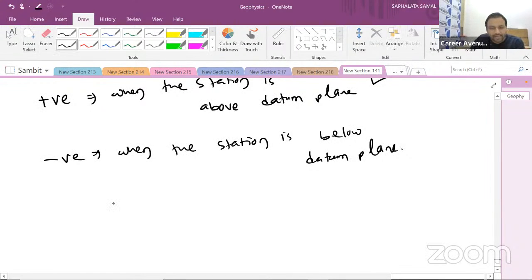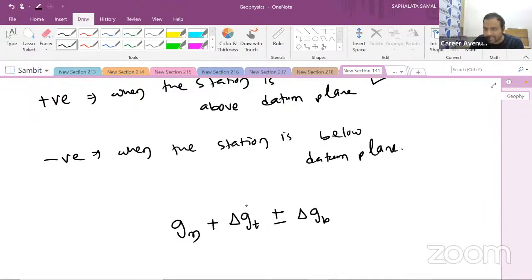So what kind of measurement am I doing? Measured value plus the terrain correction, which I will explain a little bit later. Terrain correction del GT. Then I either add or subtract the Bouguer correction value based upon its position with respect to the datum plane or the reference spheroid.